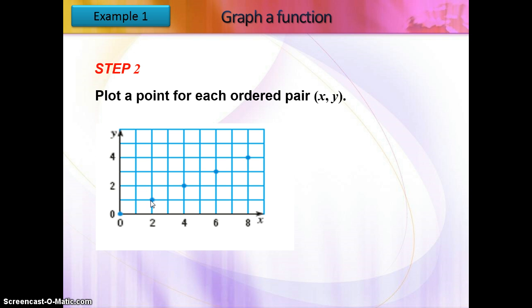For the ordered pair 4, 2, you would travel 4 units to the right and then 2 units up and make another point. For the ordered pair 6, 3, you would travel 6 units to the right and then up 3 units. And the ordered pair 8, 4, you would travel 8 units to the right and then up 4 units.